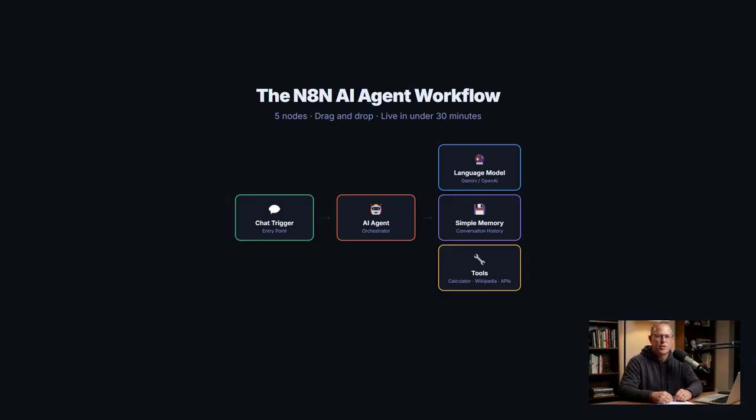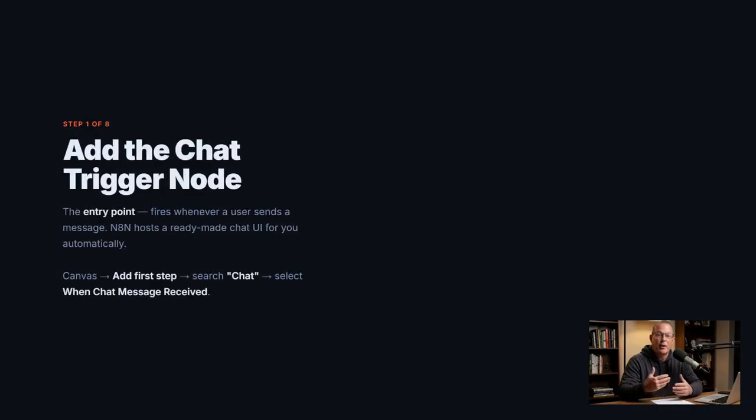Think of this canvas as your agent's brain, laid out visually. Every node we add is a capability, and every connection is a data pathway. Before we add anything, let's give this workflow a proper name. Click on My Workflow at the top and rename it to something like AI Chat Agent. Then hit Save. That's Control S on Windows or Command S on Mac. Great, now we're ready to add our first node.